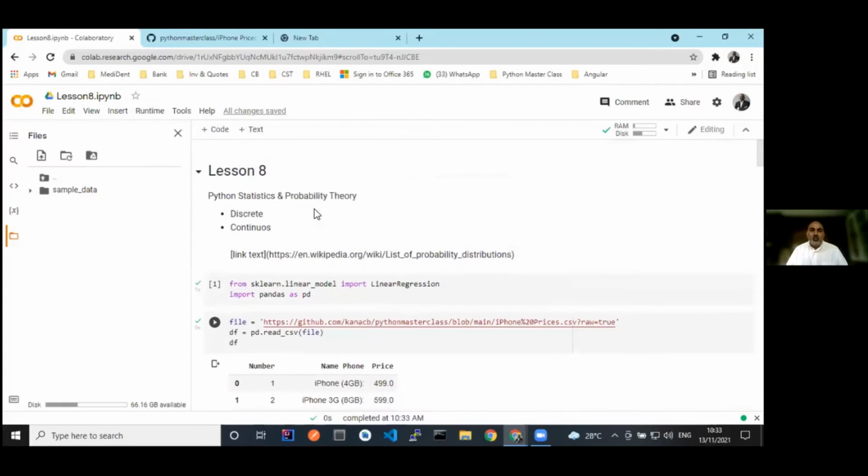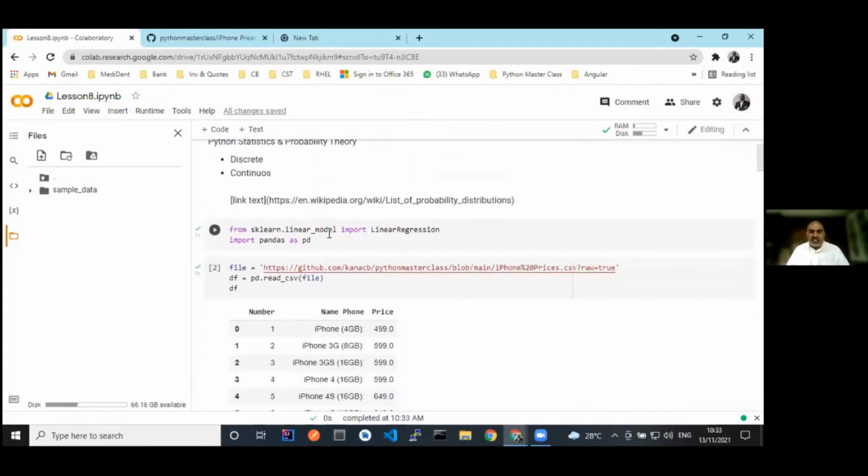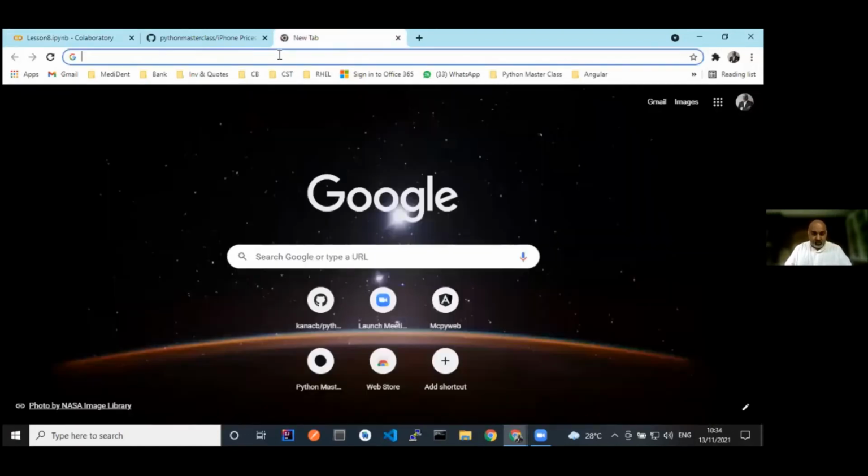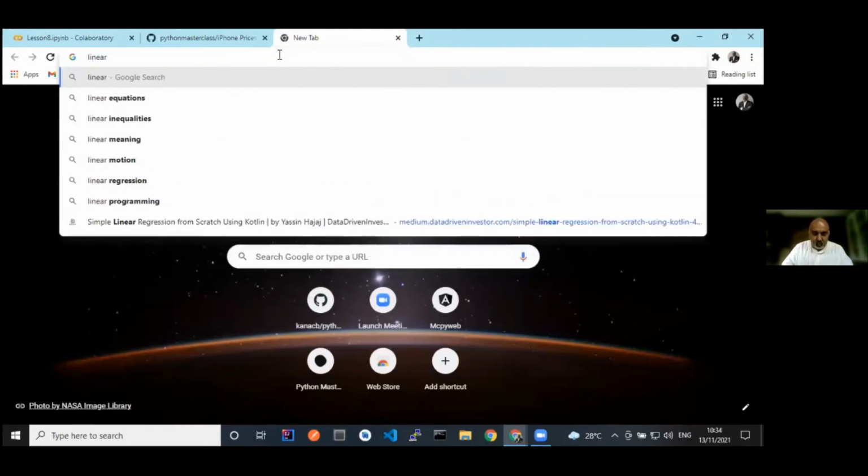Now, we are going to start with the linear model. Linear model means that it's a straight line. So I'm going to show you some linear models.